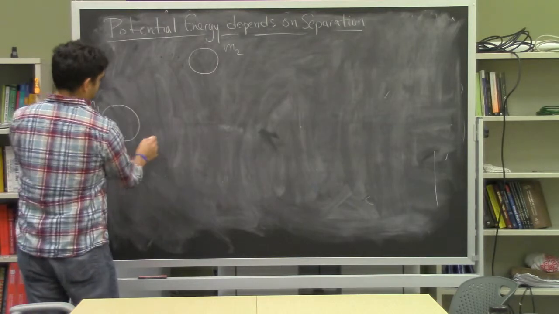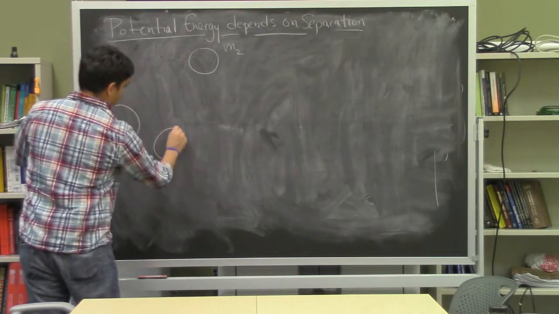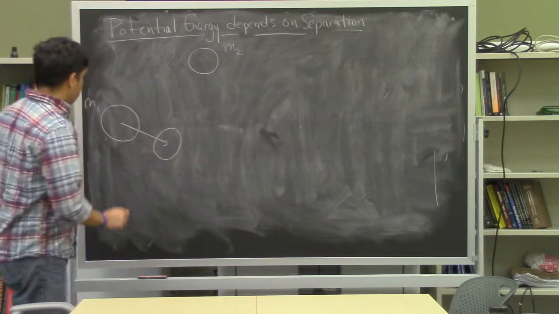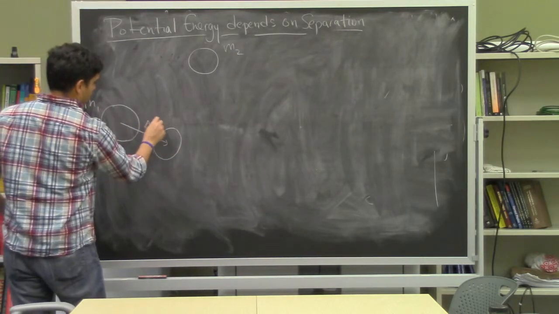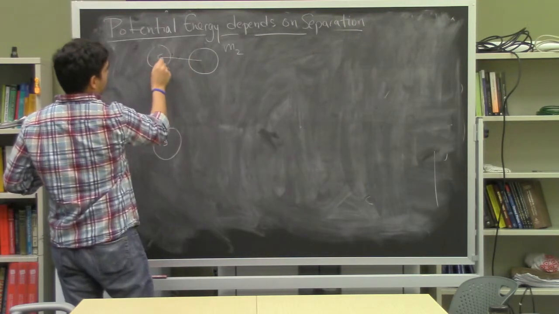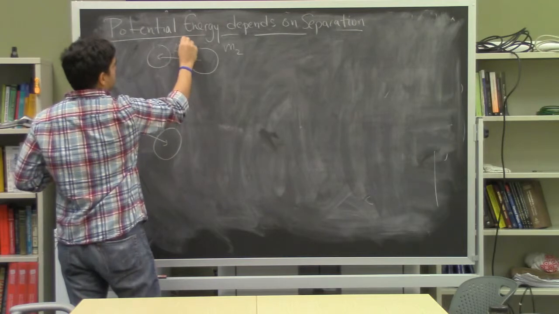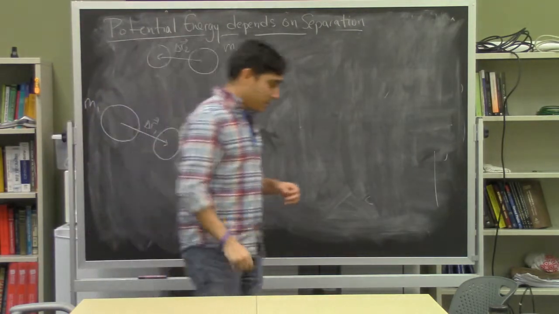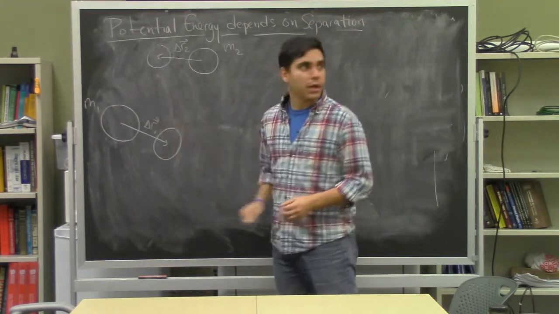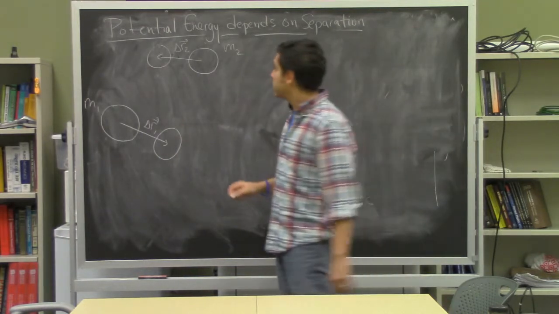They displace some amount. And so after some amount of time, maybe this object, which apparently I've drawn at a different size, displaces through a displacement delta R1. And this one displaces through delta R2. The idea here is that we're trying to keep track of the separation between these two to calculate the work that's done.